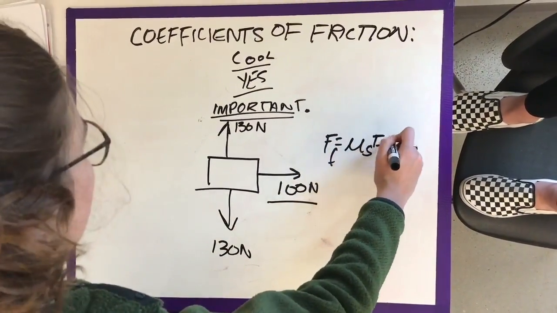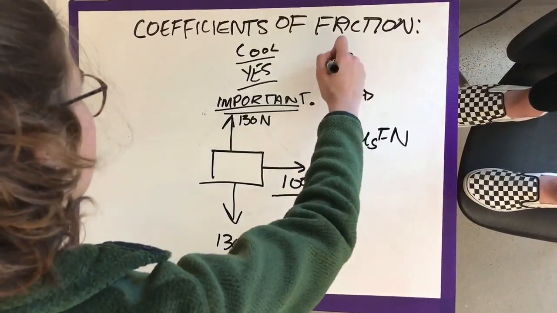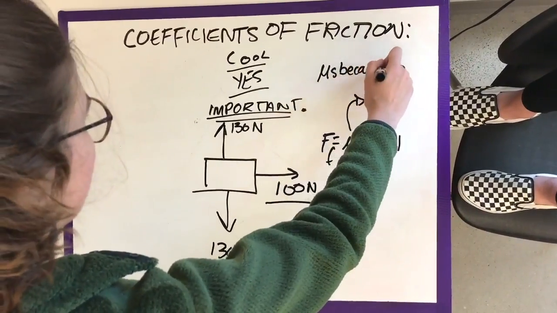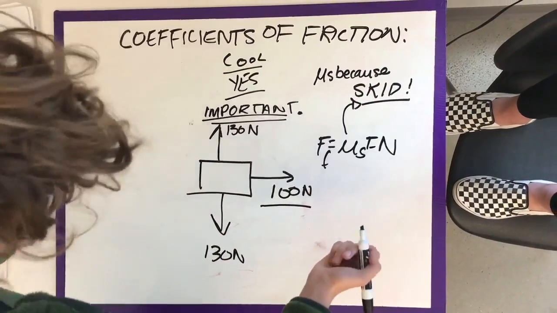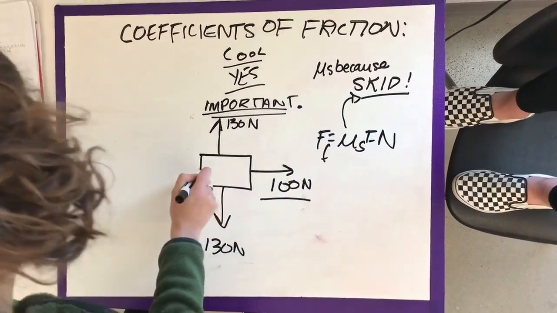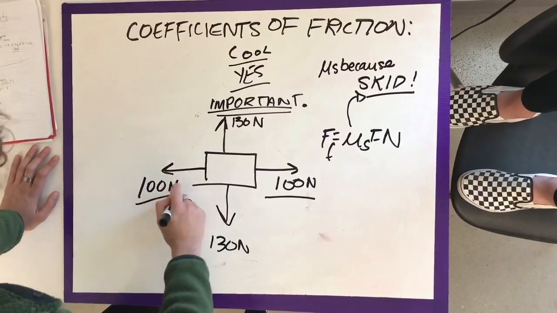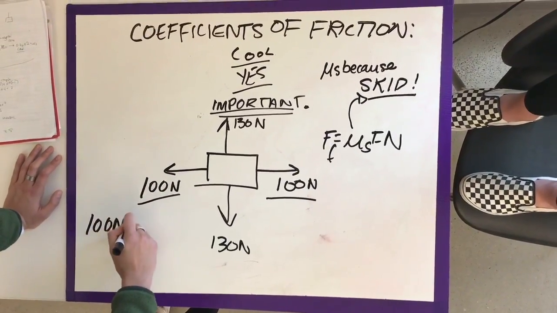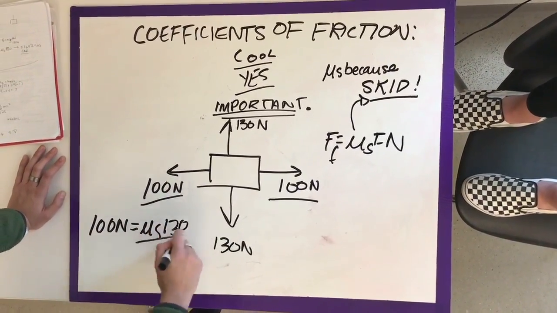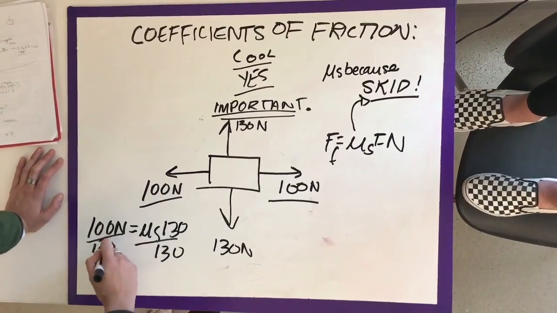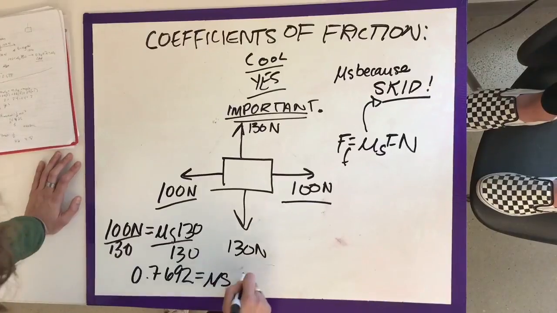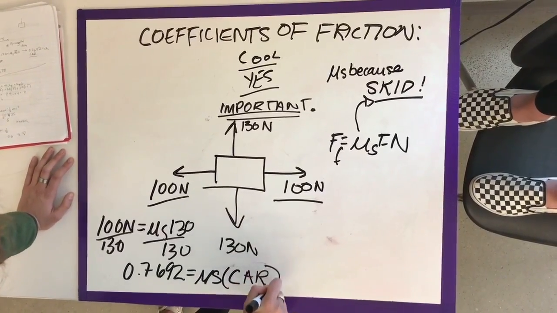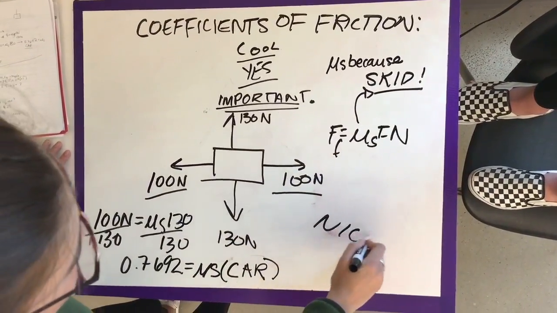Now this is important because this is going to give us the force of friction. And the reason why we're using mu s in this equation is because it was determined that the car was skidding. Now, because static friction is a lazy force, it is 100 newtons on the other side as well. So by doing a handy-dandy little mathematical equation, we are able to determine the coefficient of friction for the car. Check it out.